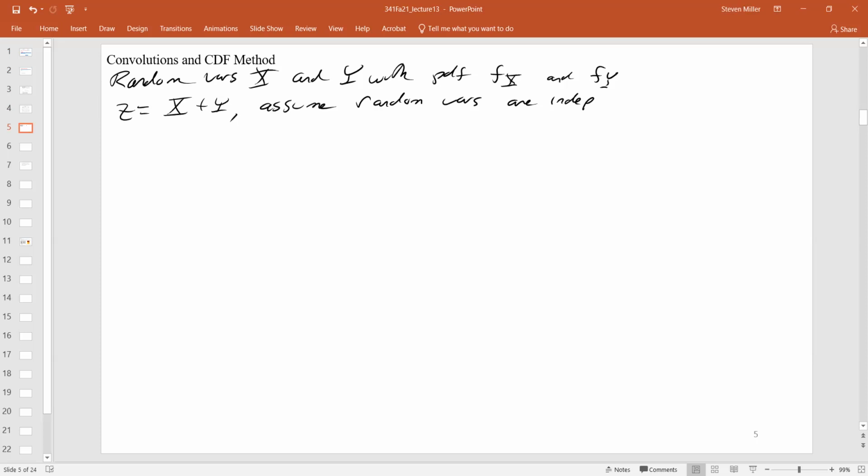So we'd love to study dependent random variables, but it's much harder. We will frequently study the case when X and Y are independent random variables, and we'll say the density of Z is going to be f sub Z. We want to figure out what we can say about f of Z. We've already done this a little bit.